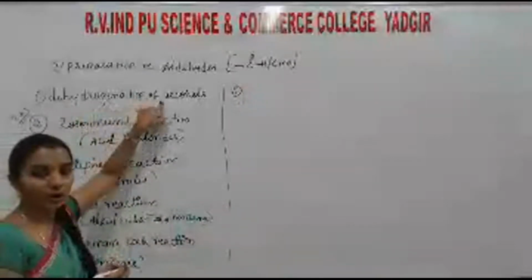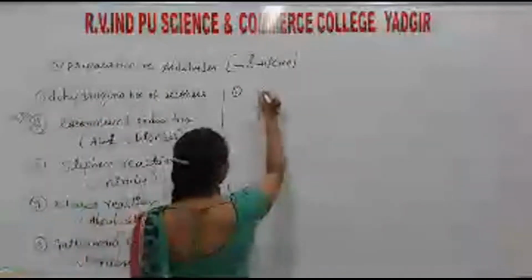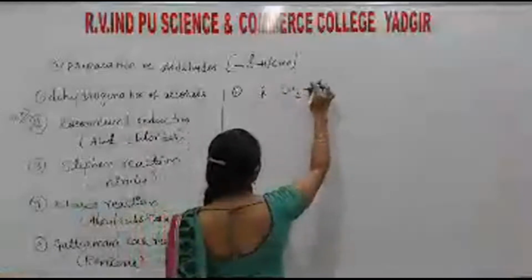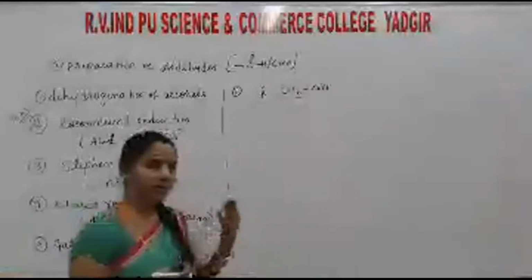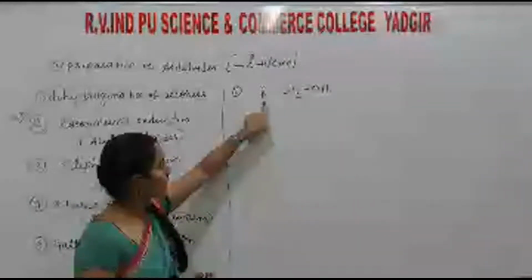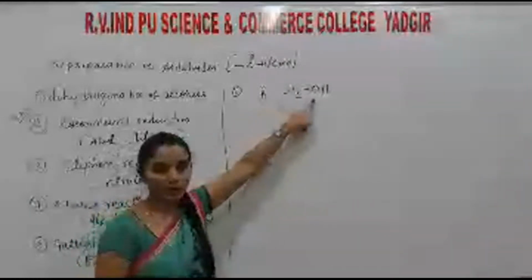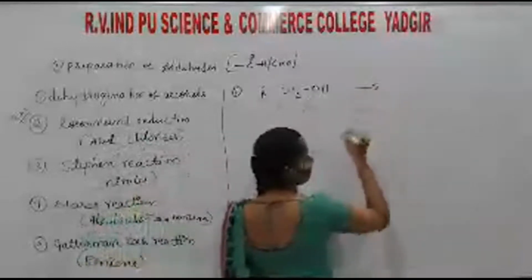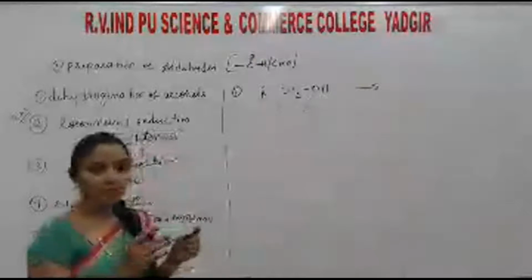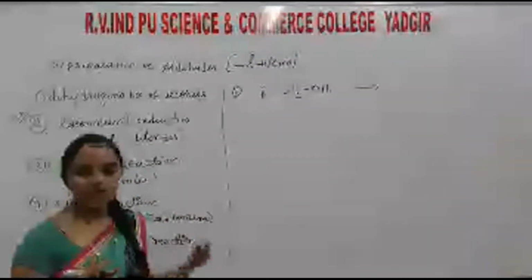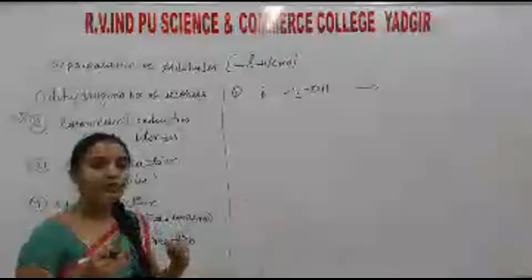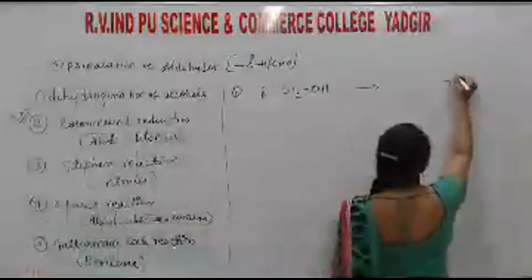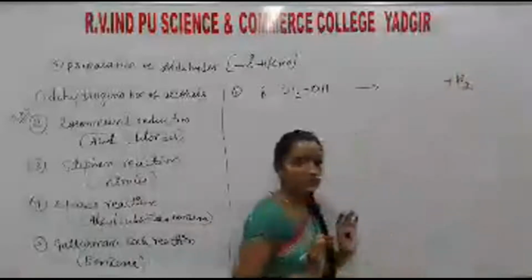dehydrogenation of alcohol. I'll take the example of a primary alcohol. If a secondary alcohol is there, what happens, I will say later. So primary alcohol, R CH2OH. Here what happens? Dehydrogenation. D means removal. Hydrogenation means addition of hydrogen. Dehydrogenation means removal of hydrogen. Hydrogen is removed in which form? In H2 form. That is dehydrogenation.